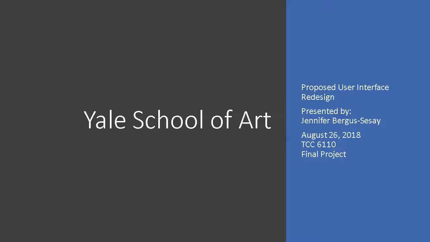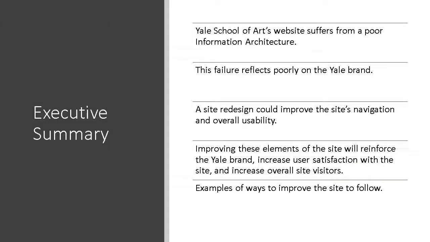Today, I will be doing a presentation on the Yale School of Arts website. This presentation focuses on the school's current website and its existing information architecture. For this presentation, I have critically analyzed the site using a variety of resources and basic principles of information architecture as a discipline, as well as usability. These resources include learnings from the Information Architecture course.